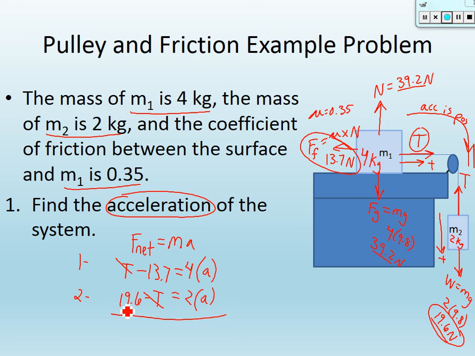So now, what's 19.6 minus 13.7? 5.9. Okay, so 5.9 is equal to, what's 4a plus 2a? 6a. Now how do I get a by itself? Divide by 6, both sides. Over here it cancels out. So acceleration is equal to what? 0.98. And what's my units? Meters per second squared, because it's an acceleration.